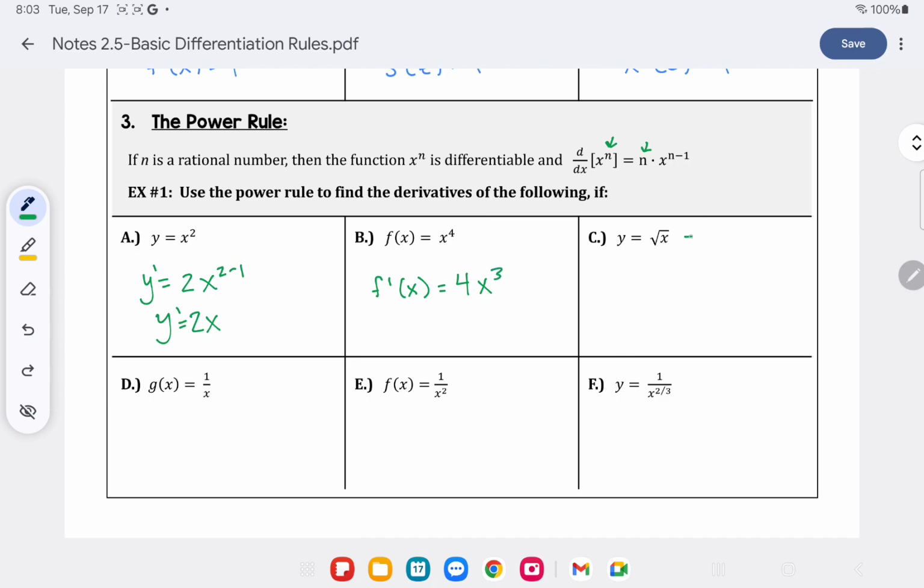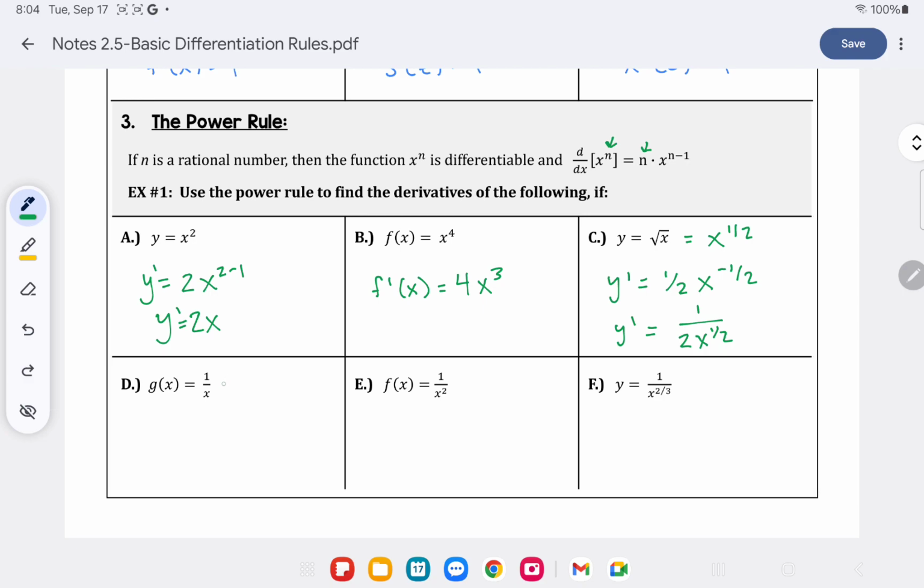For C, before I get going, I'm going to rewrite the square root of x as x to the 1/2 so that I can use the power rule. So the derivative of y, that 1/2 becomes my new leading coefficient. 1/2 minus 1 is negative 1/2. In my final answer, I don't want to have any negative exponents, so I'm going to rewrite that. I have a 2 in the denominator, and I'm also going to move that x to the negative 1/2 to the denominator, so it's x to the positive 1/2 down there.